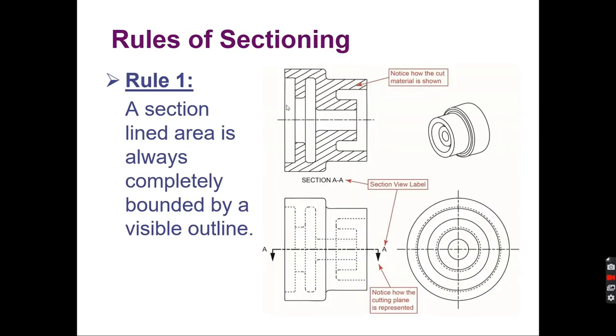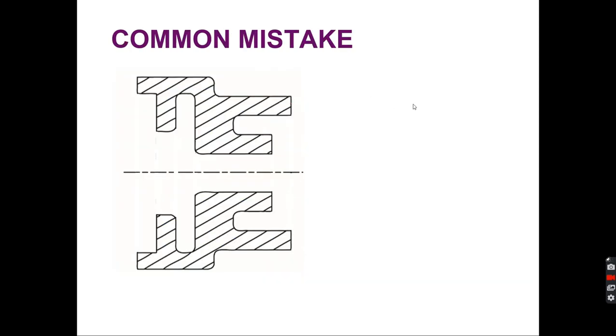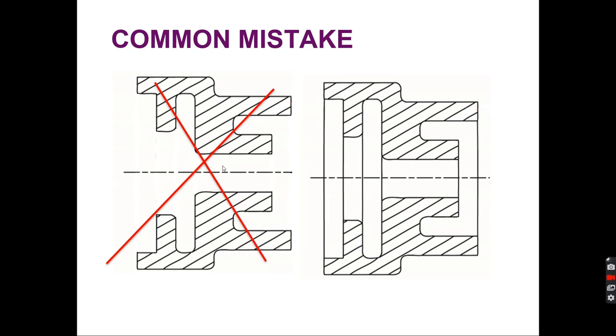Rules of sectioning. Rule number 1: a section-lined area is always completely bounded by a visible outline. Always, always, always, you will see these lines all the way around. A common mistake is people will outline it and draw it like this. That is wrong. You always have a line between any of these areas, because you're looking through there. This would indicate two different parts.